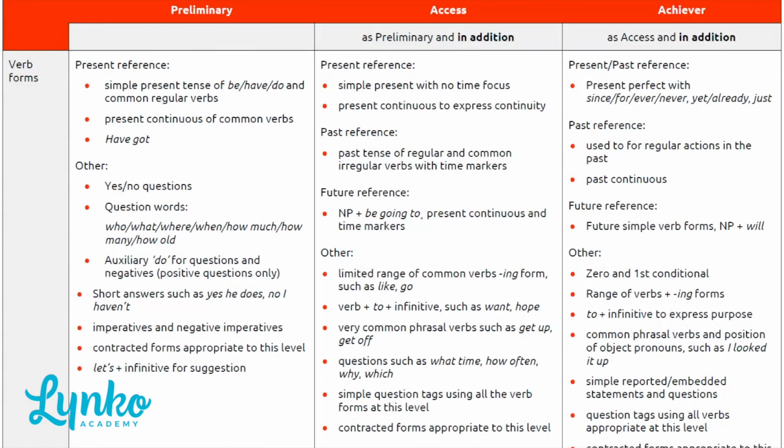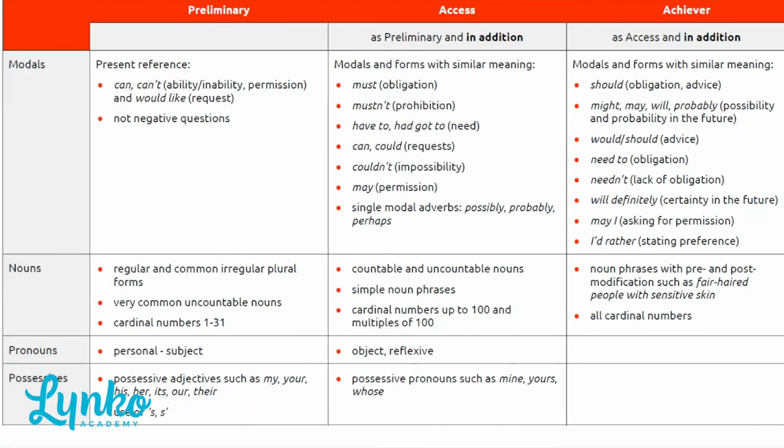Concerning tenses, prove that you are able to use present perfect with different words such as since, for, yet, already, and so on. When it comes to past tenses, past continuous is something you should show. When it comes to future, you should be able to use will, so future simple, but also be going to. From more complex phrases, you should be able to use zero or first conditional. You should be able to use a range of modal verbs such as should or might, need to, may, and so on.